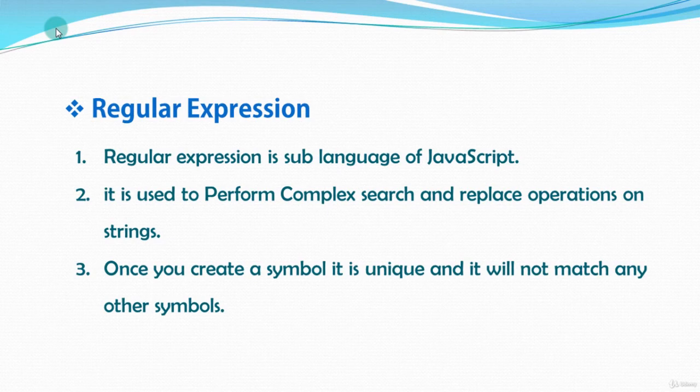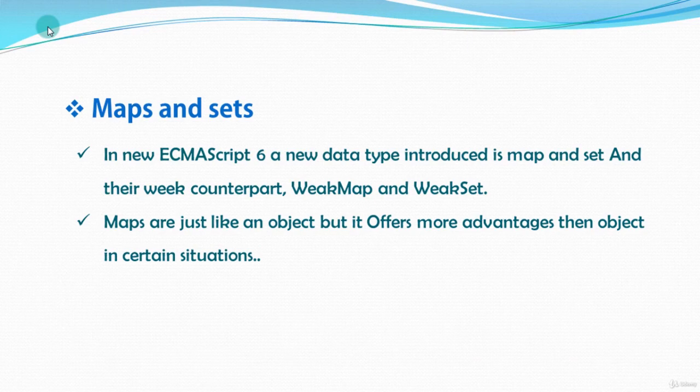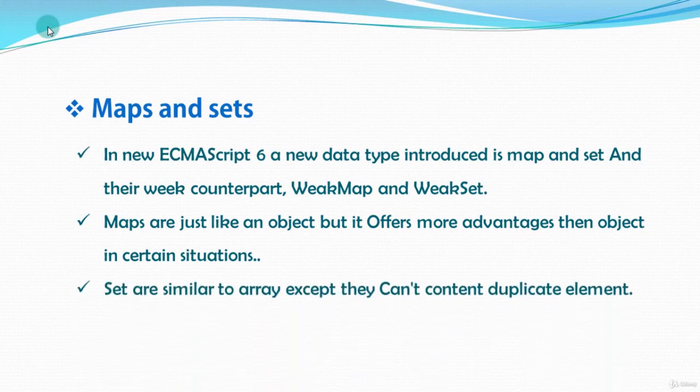Let's move on and talk about maps and sets. In this topic, we will cover map and weak map and set and weak set. In the new ECMAScript 6, new data types were introduced: map and set and their weak counterparts, weak map and weak set. Maps are just like an object, but they offer more advantages than objects in certain situations. Sets are similar to arrays, except they can't contain duplicate elements.